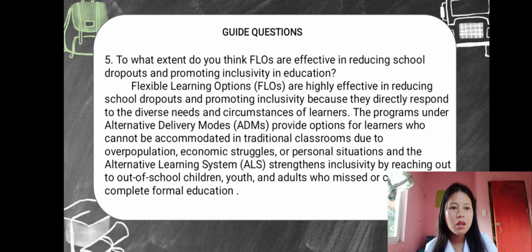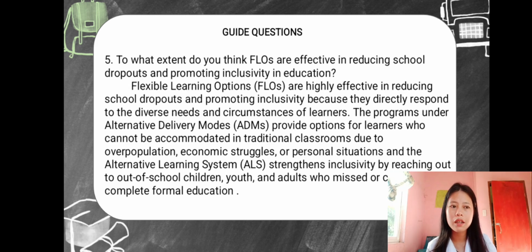So, the programs under alternative delivery modes or ADMs provide options for learners who cannot be accommodated in traditional classrooms due to overpopulation, economic struggles, or personal situations, and the alternative learning system. So, ang ADMs is para ni siya sa katong mga classroom nga overpopulation or katong mga economic struggles, katong need sila nga magtrabaho, then need po nila isabay ang ilang eskwela. So, capable po sila itong ADMs or alternative delivery modes.